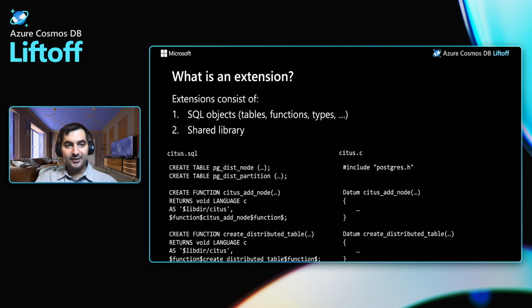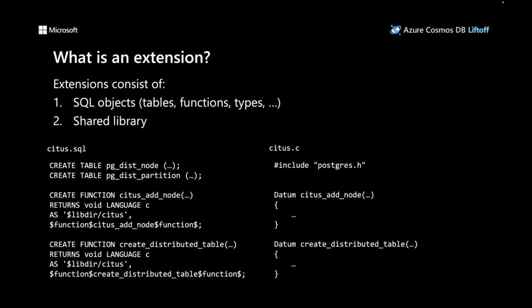So then the second logical question is, what is an extension? Like, what does it mean to be an extension to a database? So from Postgres perspective, an extension consists of two set of things. The first thing is any SQL object, like it could be a table, type, function, whatever you name it in a database. And then the second piece is some shared library that can be loaded into Postgres.